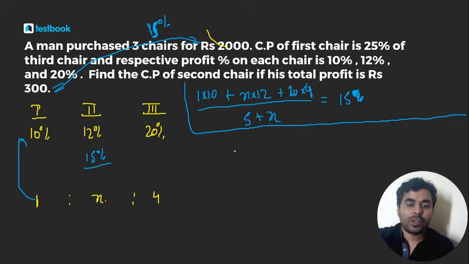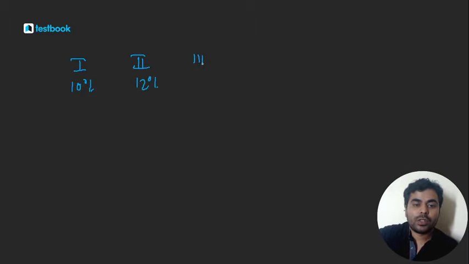I'm shifting this to the next sheet, and we'll write here that the first chair was giving 10% profit, the second chair was giving 12% profit, the third was giving 20% profit. And so this was 1 : x : 4. The total profit which we are having was 15%.